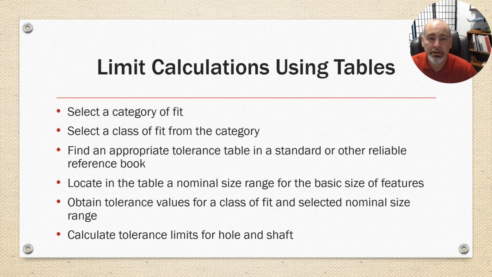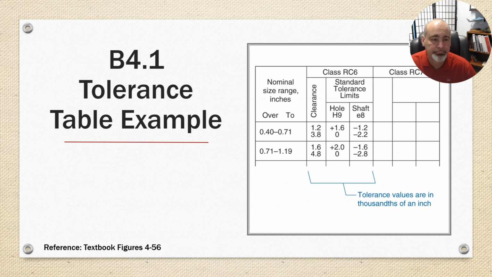So let's look at an example here. This is an example of a portion of one of the tables under B4.1 tolerance table. This is taken from figure 4-56 in our textbook, but if you wanted to see the entire thing, you need to look at either the standard itself or the Machinery's Handbook. There's the theme here.